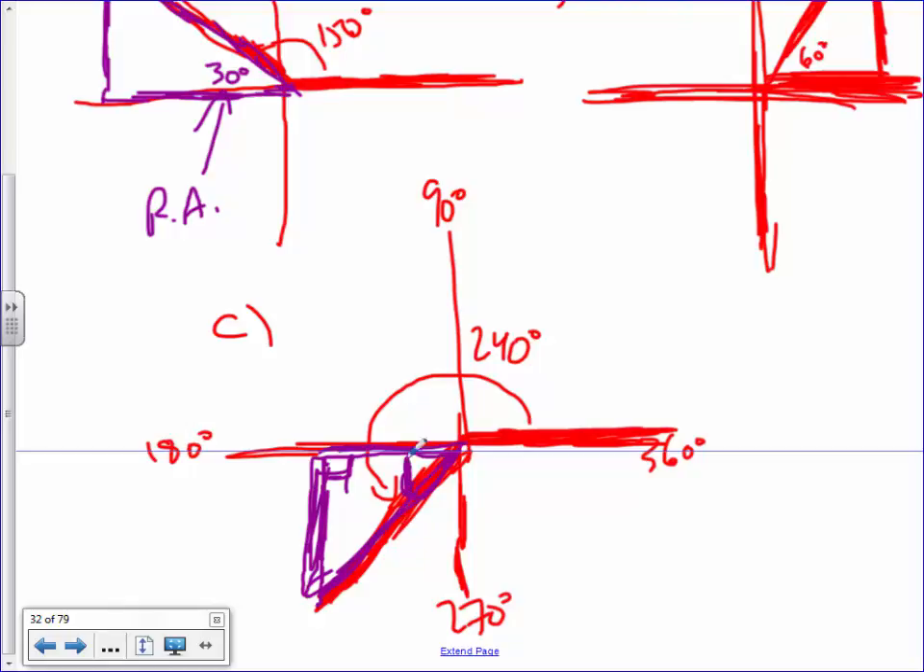60 is correct, yeah. How'd you guys get to 60 though? Subtracted 180 from 240. Exactly, yeah.